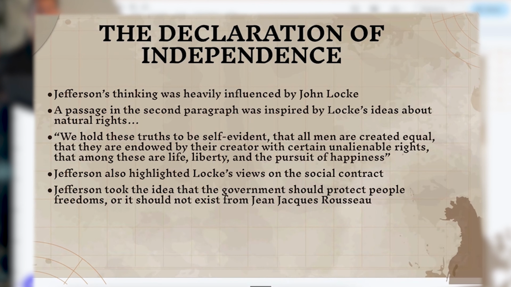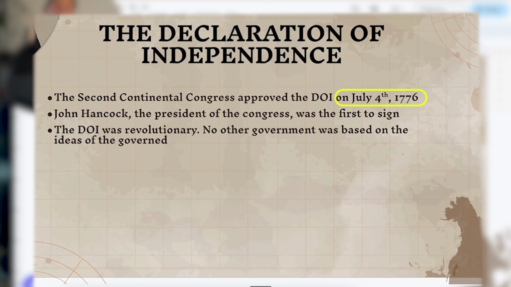Jefferson was also influenced by John Locke, and I talked about this a little bit earlier on in the lesson. This is directly from the Declaration of Independence: "We hold these truths to be self-evident, that all men are created equal, that they are endowed by their Creator with certain unalienable rights, that among these are life, liberty, and the pursuit of happiness." Locke said life, liberty, and property, right? So you can see how Jefferson was influenced by Locke very heavily and how that influence directly related to the Declaration of Independence. So on July 4th, 1776, the Second Continental Congress approves the Declaration of Independence.